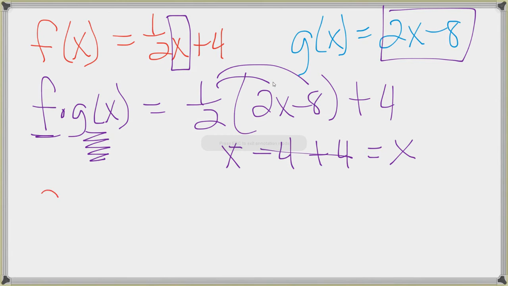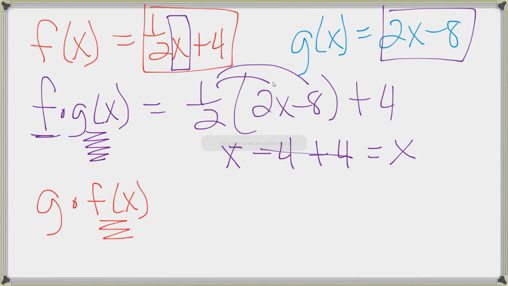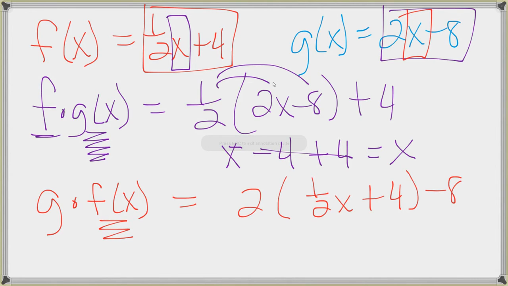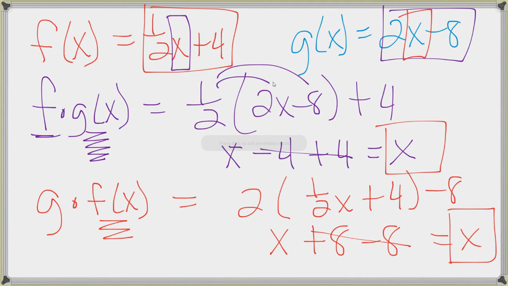Now we're going to do g of f of x. So we're going to go the other way and plug f of x, the red function, into the blue function. So g of f of x, take f of x, which is the red one, 1/2 x plus 4, plug it into the blue one in place of the x. So we have 2 times 1/2 x plus 4 minus 8. Distribute. 2 times 1/2 x is x. 2 times 4 is 8. What happens to 8 minus 8? They cancel out, and so we're left with x.